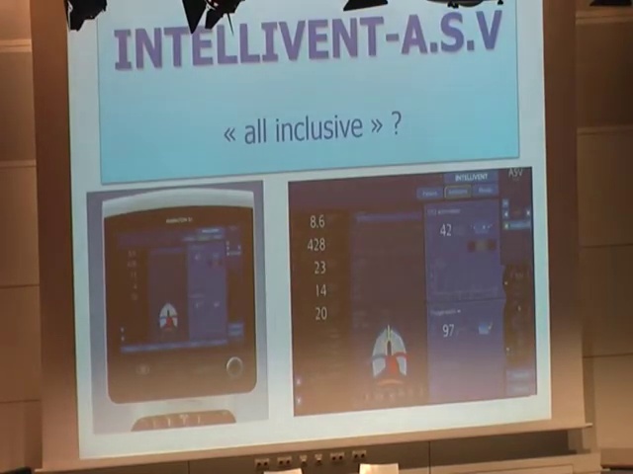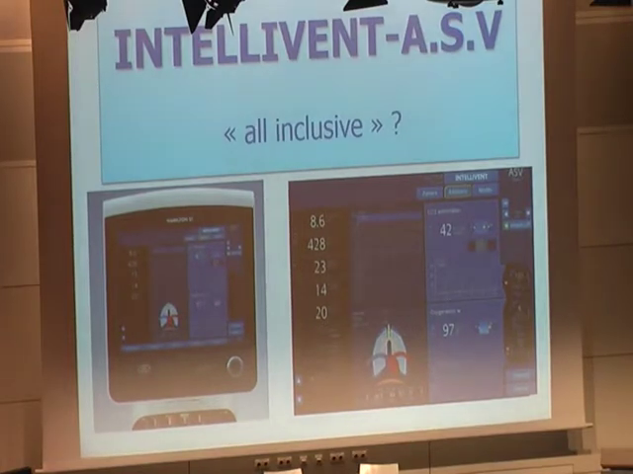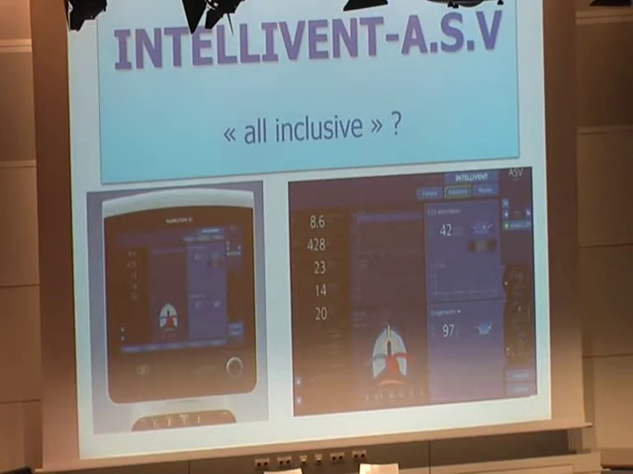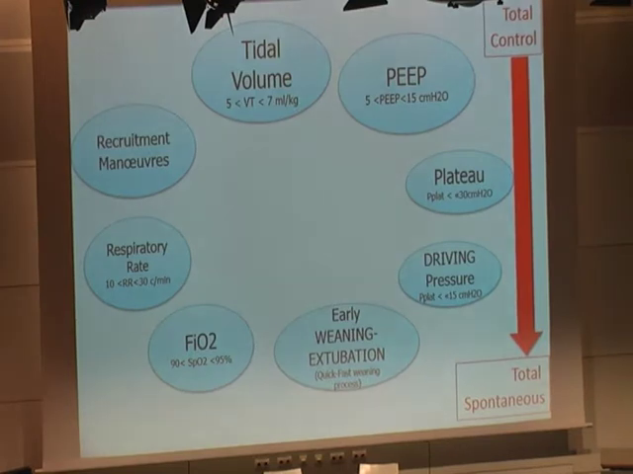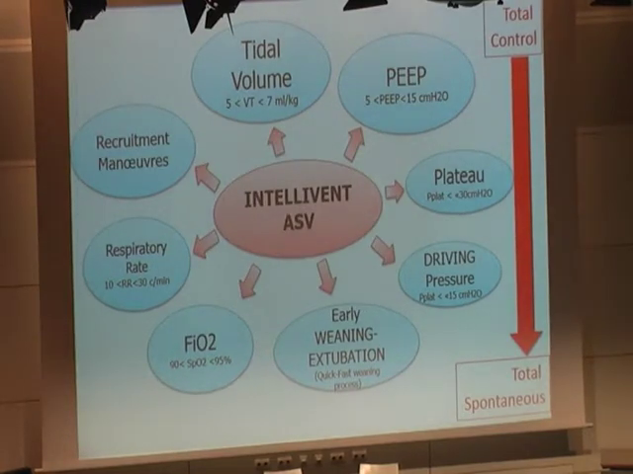About IntelliVent-ASV, the difference is that IntelliVent-ASV is a machine that includes all the period of invasive ventilation. That means including the period when the patient is or was sedated, that means under controlled mechanical ventilation, unlike SmartCare. And this includes all the objectives of extended protective ventilation. As you can see here, all could be performed from the beginning to the end of the invasive ventilation period.